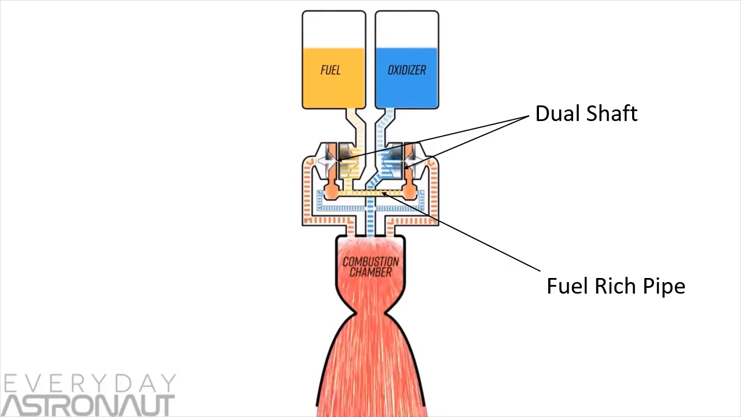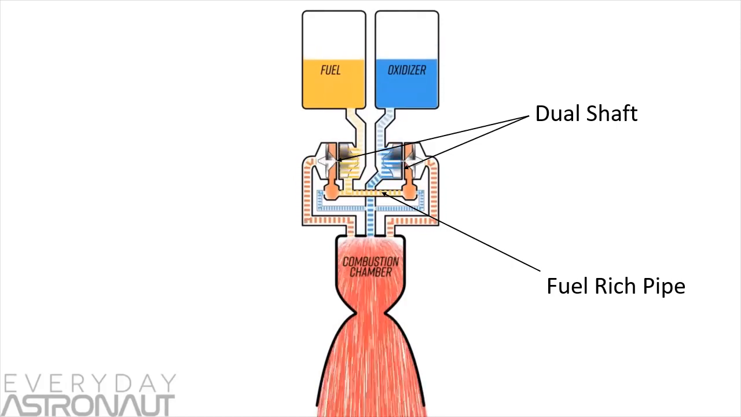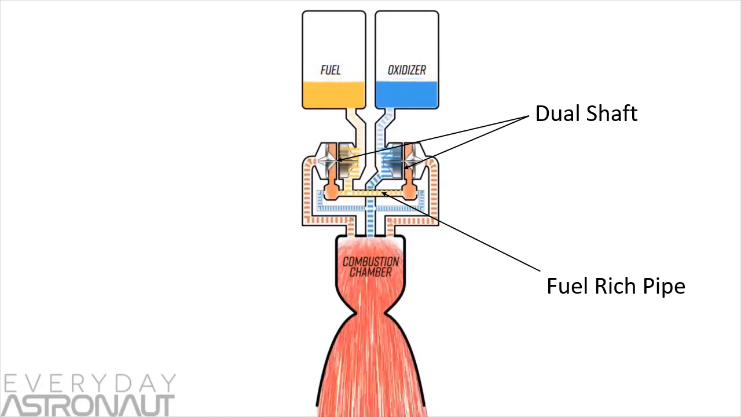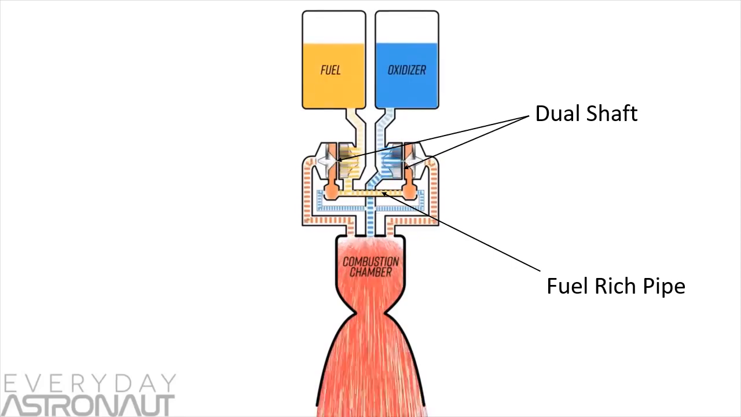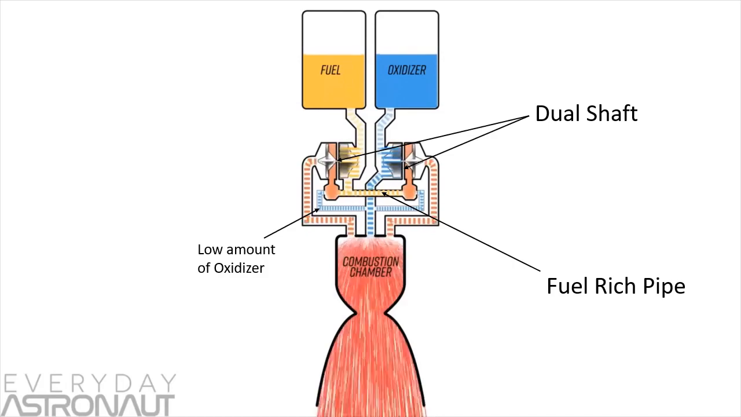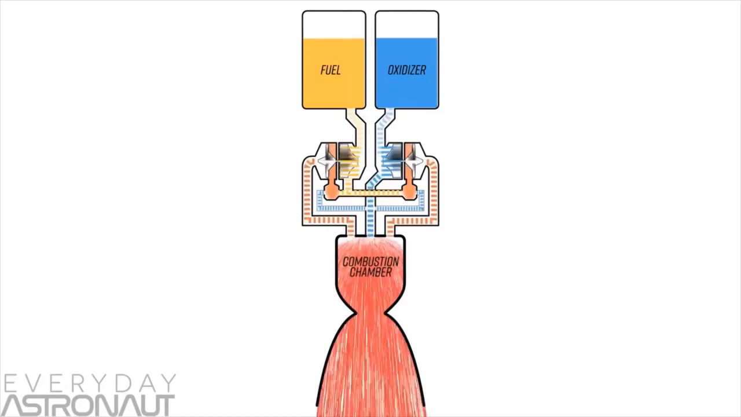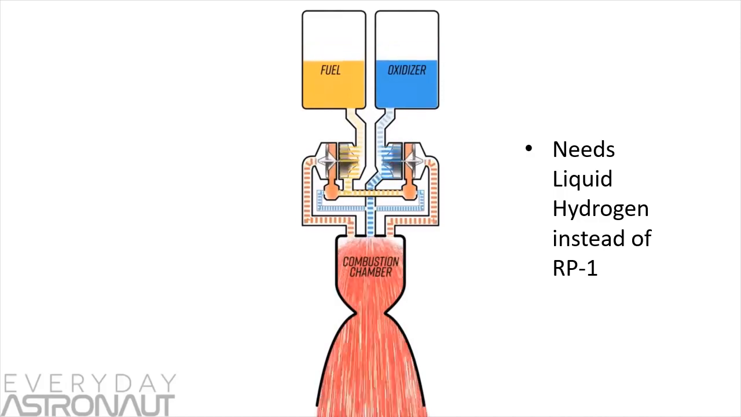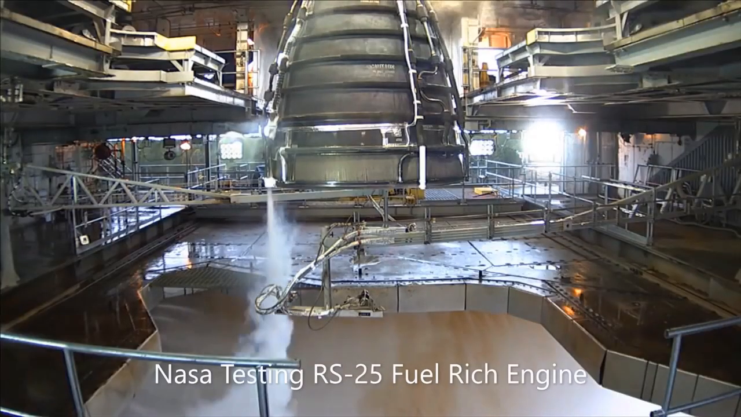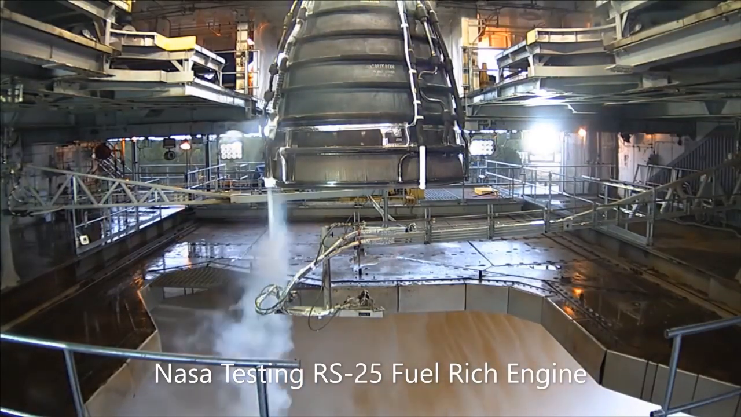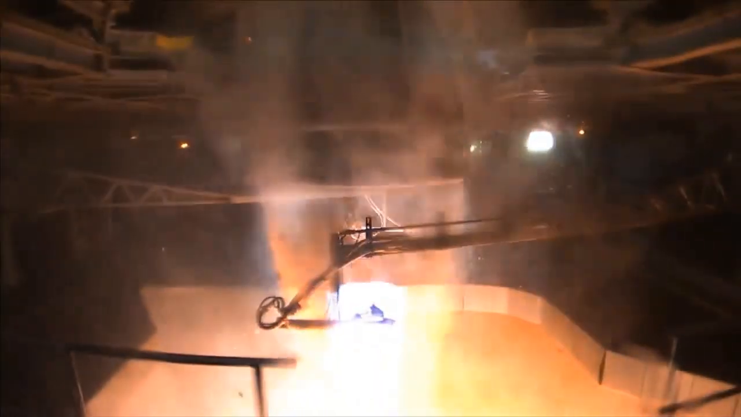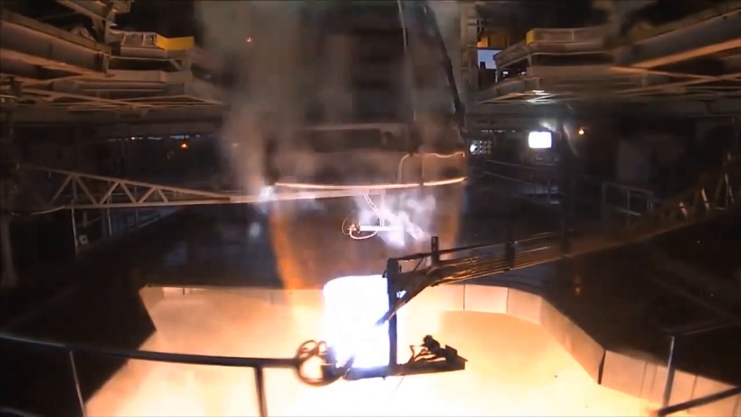Most of the fuel goes to the pre-burner, but only some of the oxidizer. So that is why it is called a fuel rich cycle. You see the low amount of oxidizer and there is a fuel rich pipe. But there are some problems. It needs liquid hydrogen instead of RP-1. So Americans were using liquid hydrogen. Here you can see NASA testing the RS-25 fuel rich engine. It uses the fuel-rich cycle.